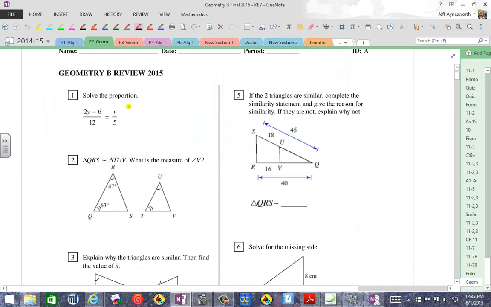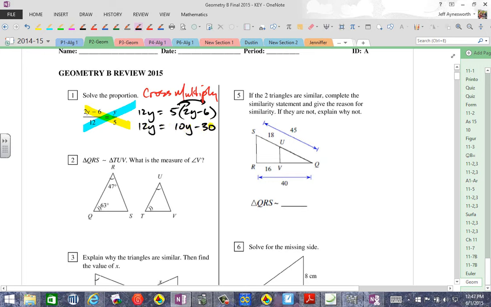Now when it comes to proportions here, guys, what we want to do is cross multiply. That's probably the easiest way to handle this. So cross multiply is our technique. And what we want to do is take a look at the cross products here and here. So what do we have? We have 12 times y is equal to 5 times the quantity 2y minus 6. You want to distribute through the 5. So we have 12y is equal to 10y minus 30.